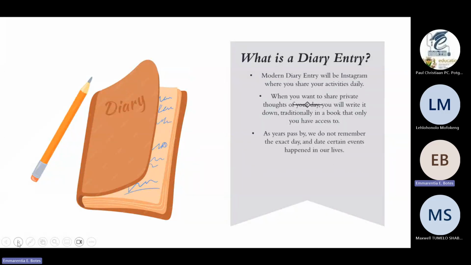So as the years pass by, we do not remember the exact day and date certain events happened in our lives. Please remember this, because this is why it's important to always start your diary entry with a day and date at the top of the entry before you write anything else. So keep that in mind, because that is very important.